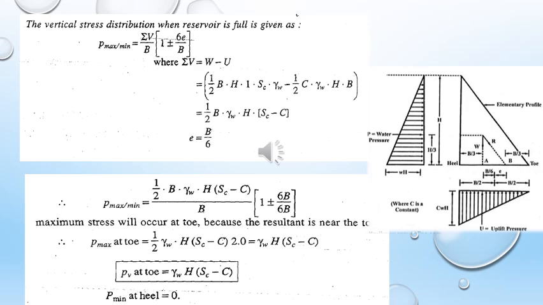So, put the values of W and U, and for no tension, e should be equal to B by 6. So put the value here. So for the full reservoir condition, the normal stress at the toe, PB maximum, is equal to gamma W H into (SC minus C), and at the heel it will be equal to 0.